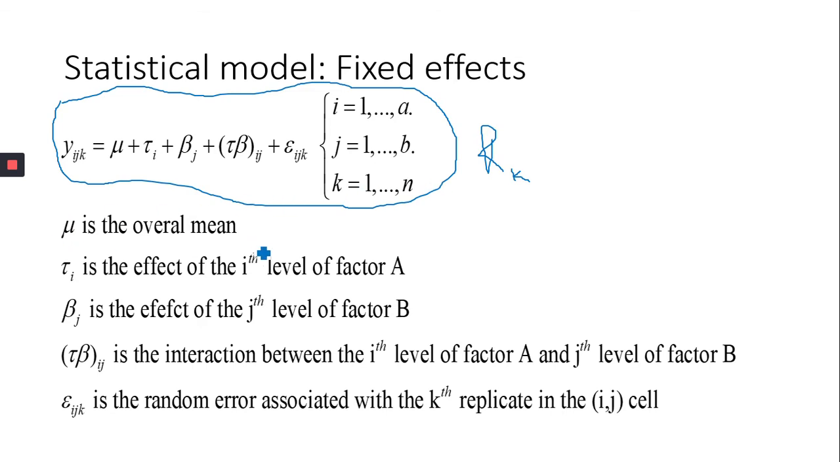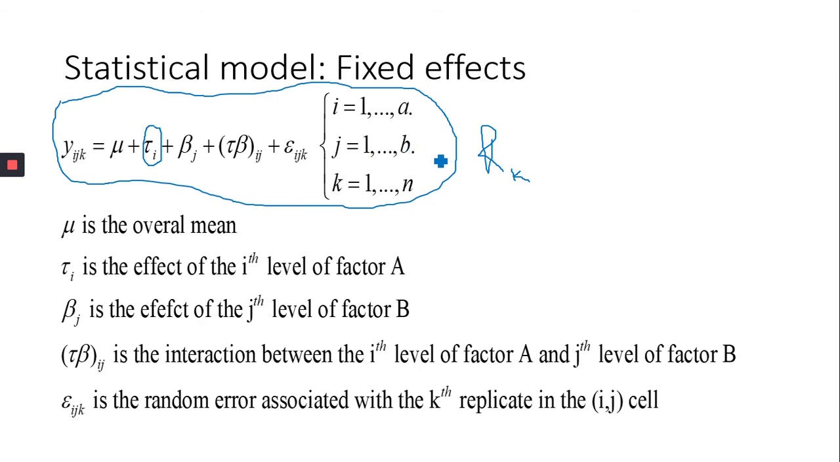Now, mu is the overall mean. Tau i is the effect of the ith level of factor A. You can see our variety, we've got 3 varieties, so we'll have V1, V2, V3. Our i will change from 1 up to 3 because we've got 3 varieties. Then beta j is the effect of the jth level of factor B. Factor B is nitrogen, so we will have nitrogen N0, N1, N2 up to N4. So that our j changes from 0 up to 4. I'm just relating to our example.